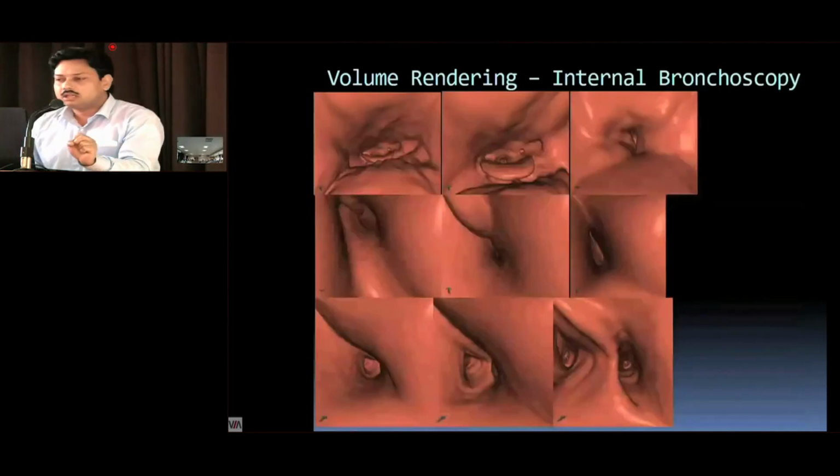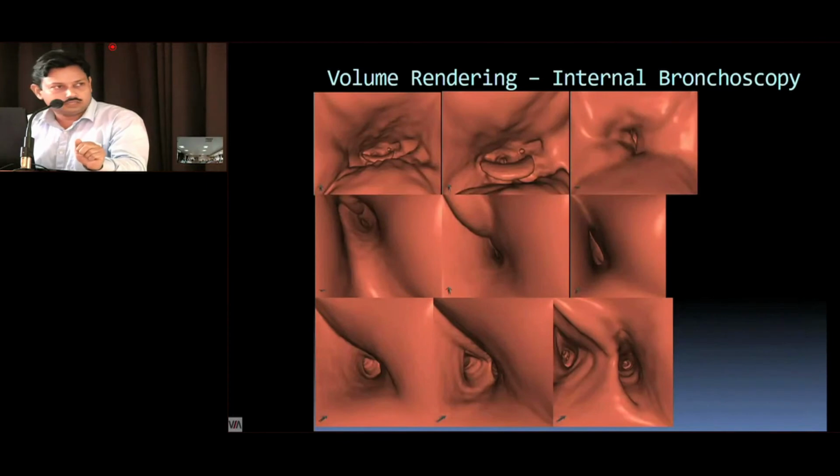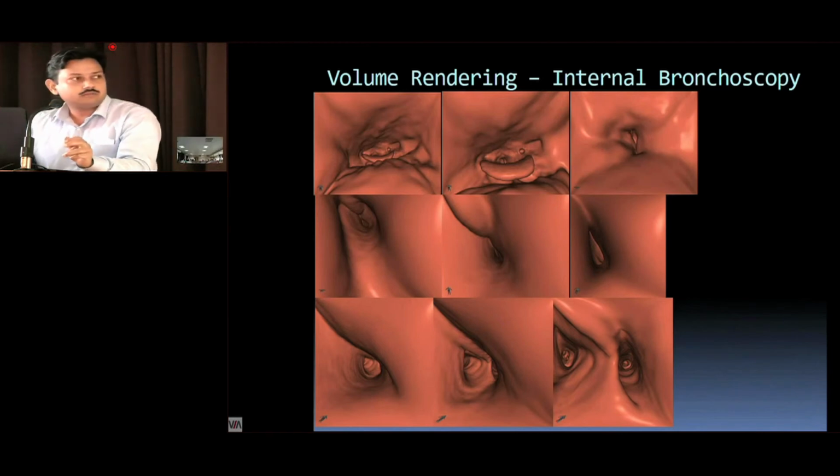Now coming to the internal bronchoscopy. In addition to the external bronchoscopy, we can also generate images somewhat like bronchoscopy. Of course, fiber optic bronchoscopy is much superior, but still we have this technique. And the patient already has a CT scan, so we can use these techniques.